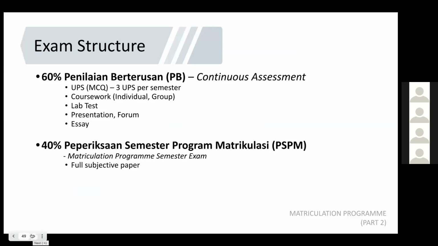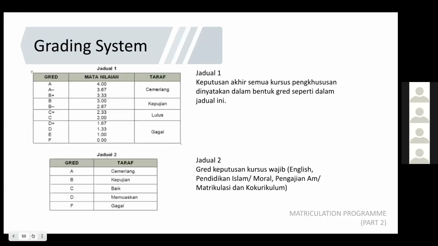It's not that much, and you can look at the details on what is under continuous assessment. UPS is something like quizzes and tests. Normally you have 3 UPS per semester, and in each UPS you'll be tested on 3 topics usually. And I think that's it for exam structure. So the 40% of exam is based on a written paper, but you don't have to worry much about that since if you do well in your assessment, I think you're pretty fine. So yeah, next slide please.